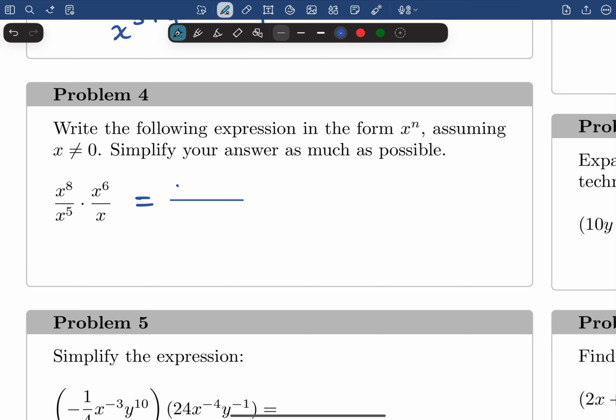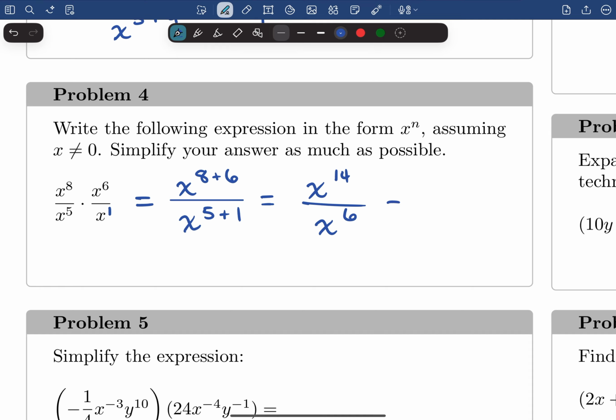So this is x to the 8 plus 6 on top, and x to the 5 plus 1 on the bottom, because yes, this is x to the first. So I'm applying the product rule. So I now have x to the, well, 8 plus 6 is 14, divided by x to the 5 plus 1 is 6. There you go.